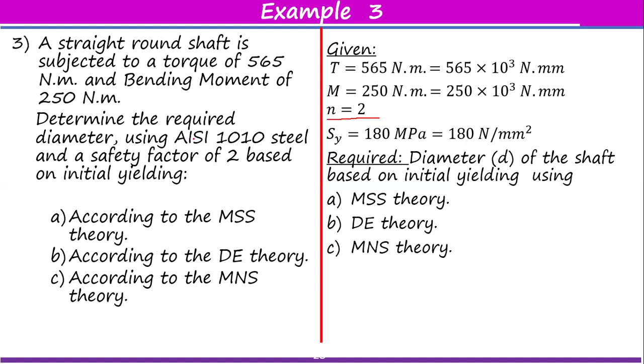And for this AISI 1010 steel, from the mechanical property table, we can read the yield strength, and it is equivalent to 180 megapascal. So 1 megapascal is 1 Newton per millimeter square. We need to convert this again to Newton per millimeter square so the units all are consistent in this way. So the yield strength is 180 Newton per millimeter square. Now, having this data, we will determine the diameter of the shaft using MSS, DE, and MNS theory.